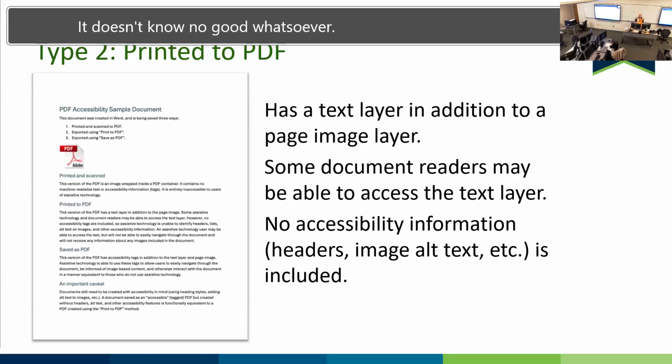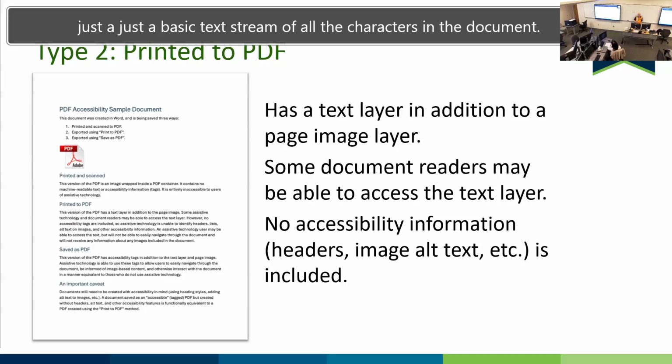So here's that second type. It's printed to PDF. This time, it's the same document, only it looks a lot better visually. There's different colors for the heading levels. The graphic on there of a PDF document logo is now in color. Everything's nice and straight. Looks really good. Basically what this does is there's the page image layer, which is what we see, and there's also a text layer, which contains just a basic text stream of all the characters in the document.